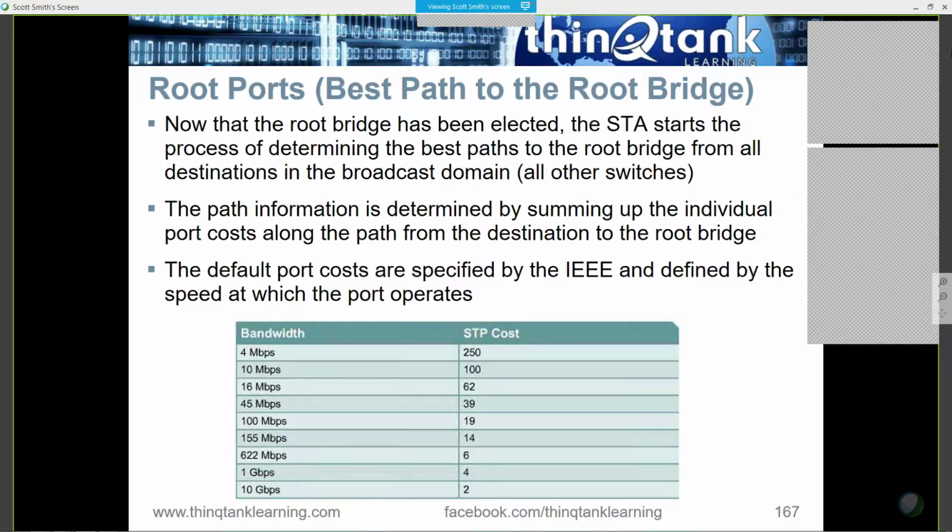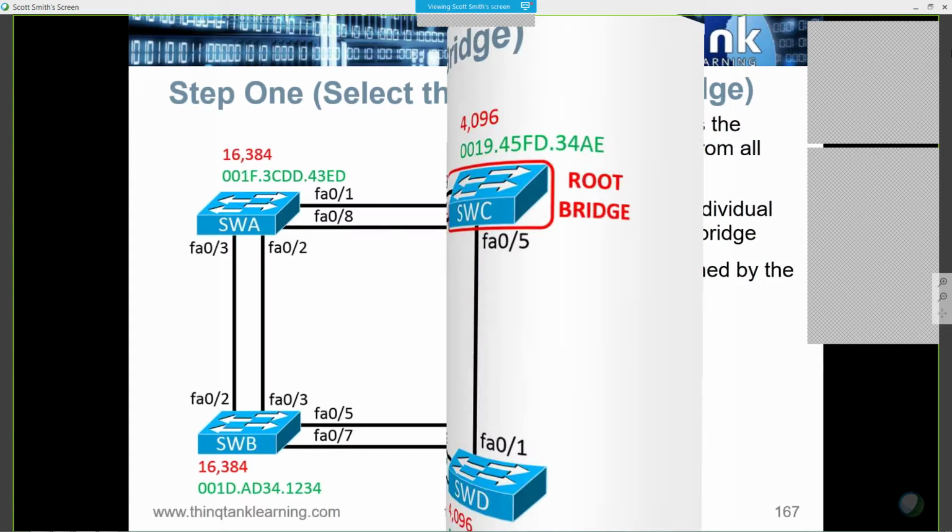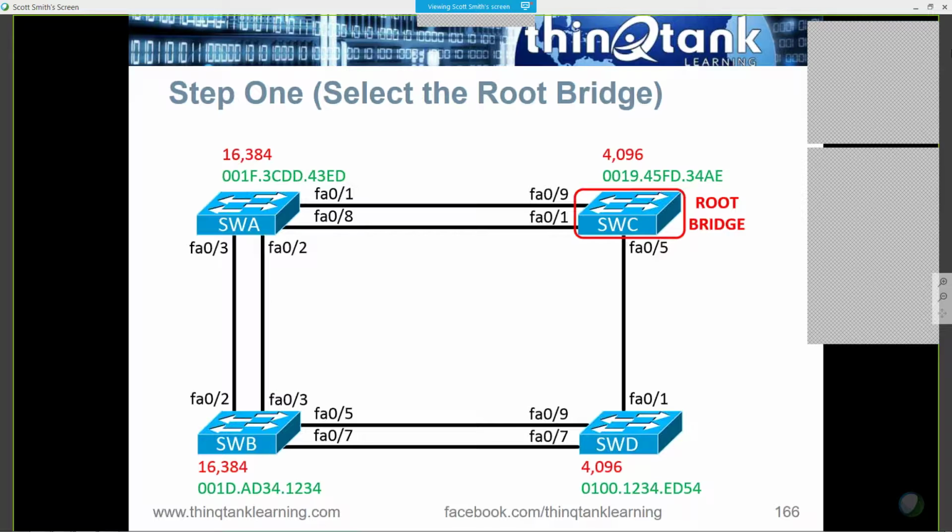If a link to the root is 100 meg, it's going to cost me 19. If a link to the root is a gig, that's only going to cost me 4. And just like with routing protocols, the lower the cost, the more preferred the path. Okay? These are cumulative costs. Cumulative. So if I look at my diagram here, every one of these links is fast Ethernet.